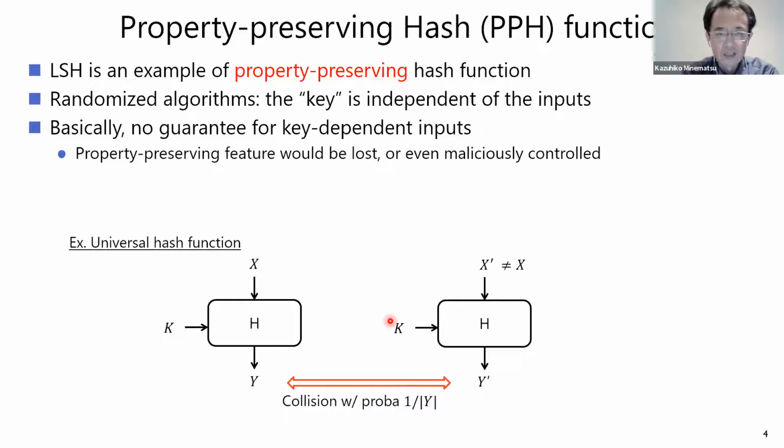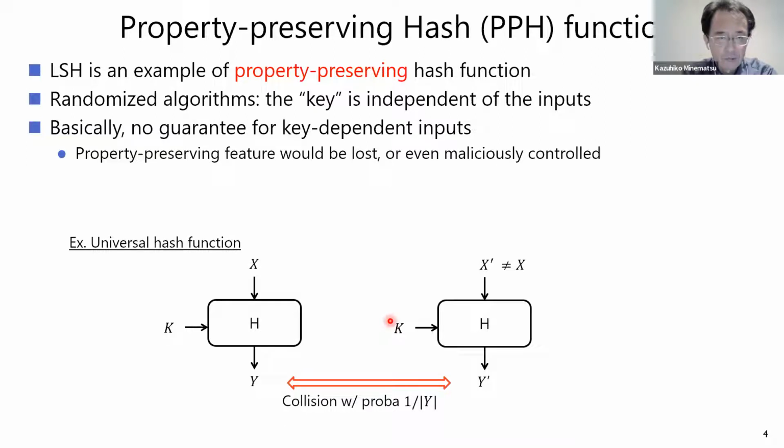Namely, there is a key that is sampled uniformly over some space, and the sampling is independent of the inputs. Because of this assumption, if the input depends on the key, the property preserving feature would be lost, or even maliciously controlled by an adversary who knows the key.